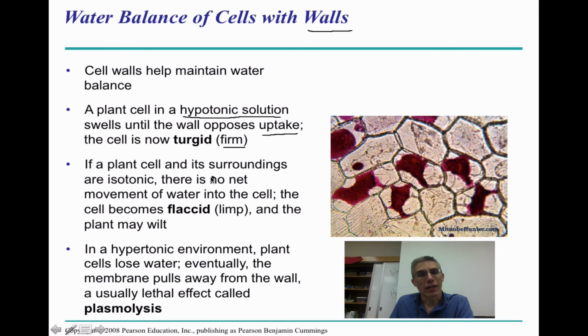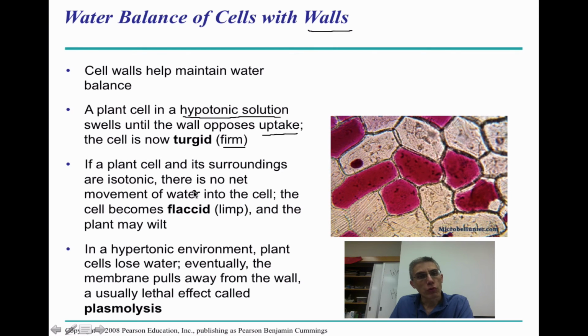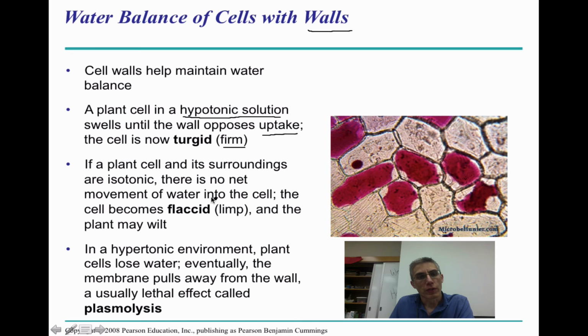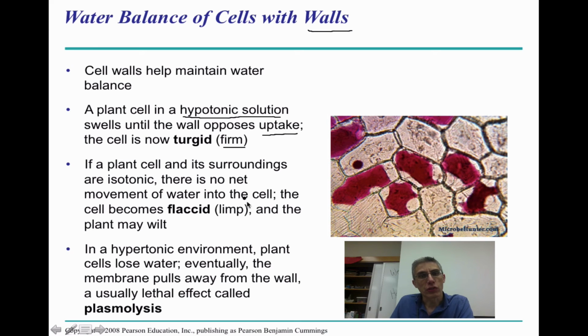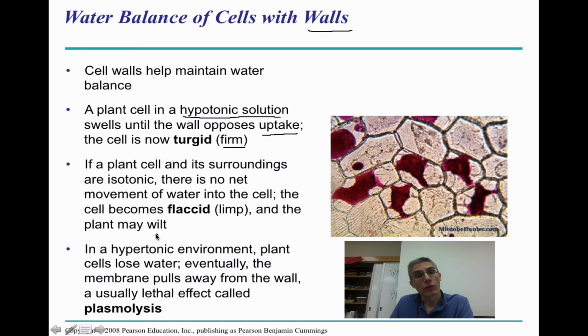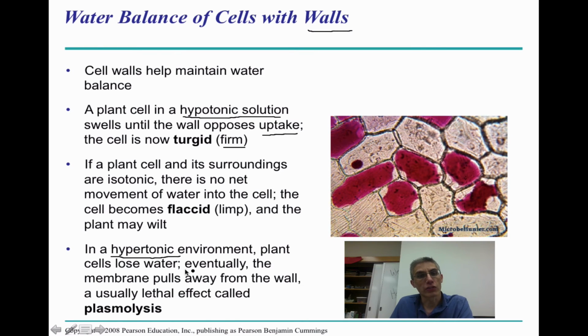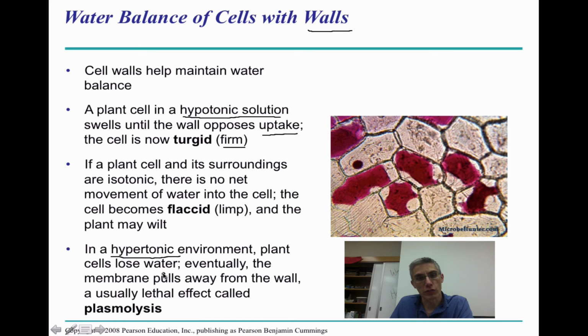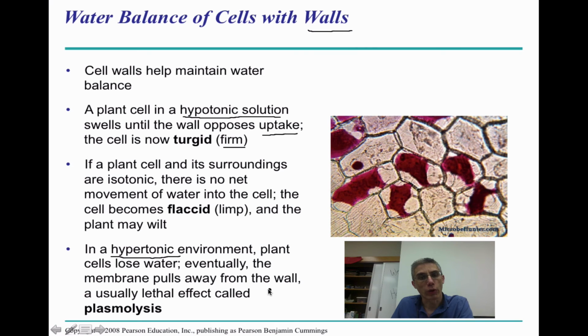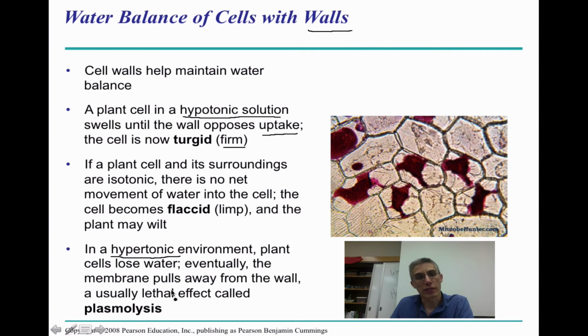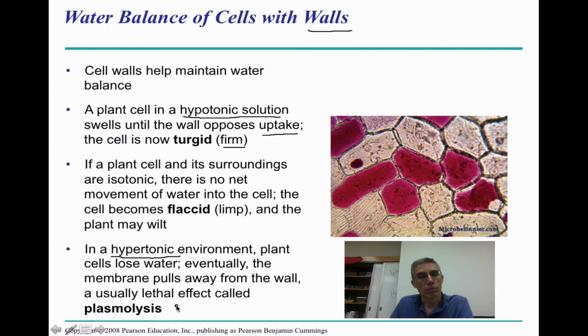Now, if a plant cell and its surroundings are isotonic, then there is no net movement of water into the cell. And because of that, the cell is actually going to become very limp. And the plant is going to appear as if it's wilting. Now, in a hypertonic type of environment, the plant is going to lose water. So those cells are going to lose water. Eventually, the membrane itself is going to pull away from the cell wall, and unfortunately, this is usually lethal for most plant cells, and we do call it plasmolysis.